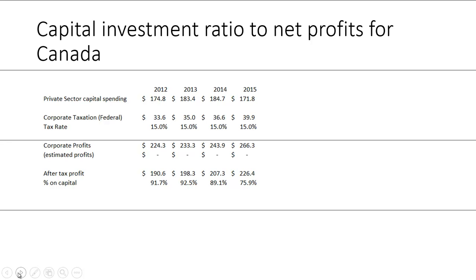So you'll see in 2012 the private sector capital spending was about 174 billion. In 2013 it was 183, 2014 184, and 2015 172. Now the big drop between 2014 and 2015 is the oil sector. Capital expenditures are down about 25% in the oil patch due to falling oil prices and just scale back of capital projects in general there.